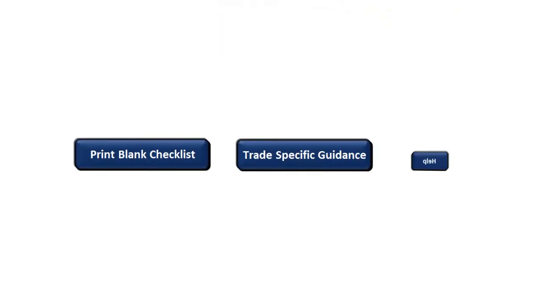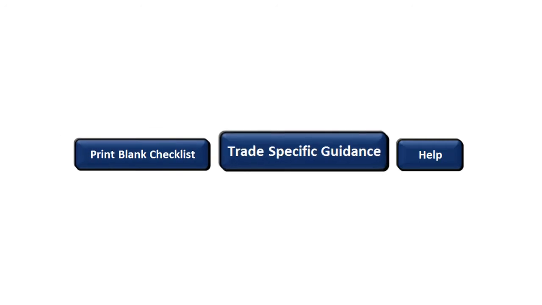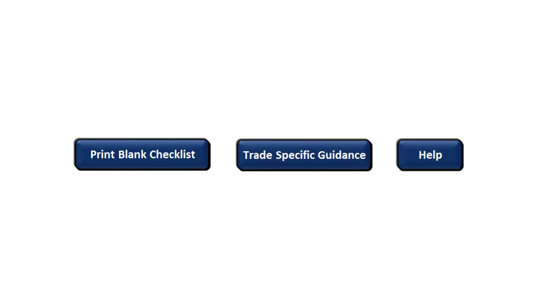Finally, let's cover the 3 buttons that appear throughout the tool. The Print Blank Checklist button links you to a printable, blank version of the tool that you can use should you wish to complete the management plan by hand. The Trade-Specific Guidance tab will take you to a website that offers guidance on reducing waste in your construction projects. And the Help button will take you to a WRAP website on Site Waste Management Plan completion. This page also contains contact information for WRAP, should you require further assistance.